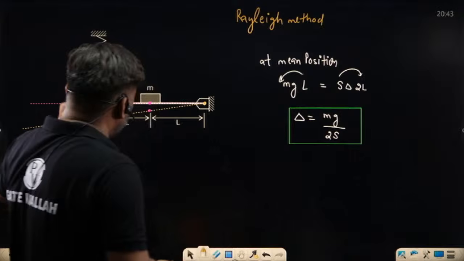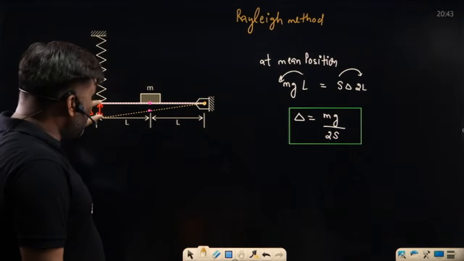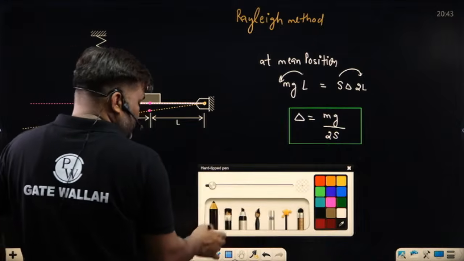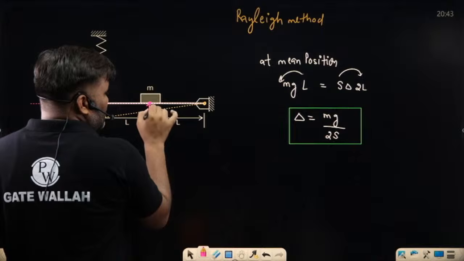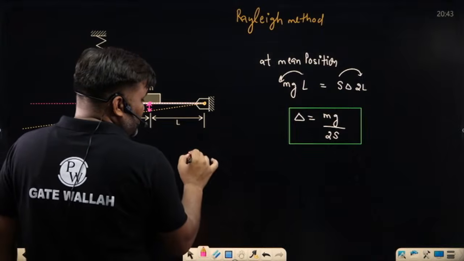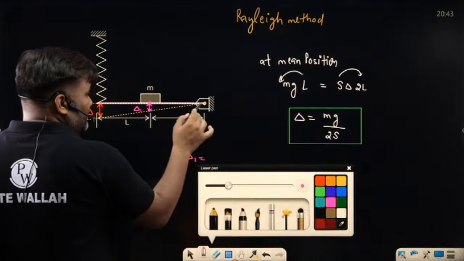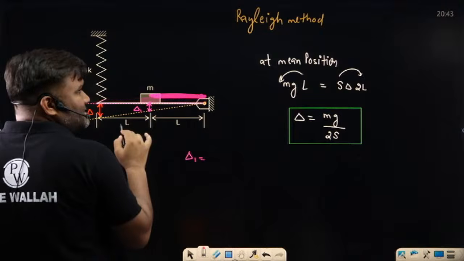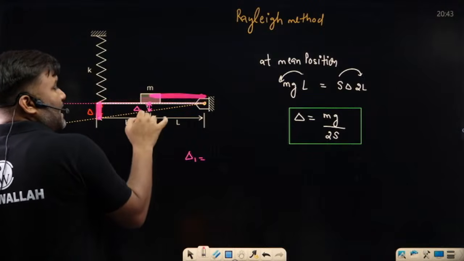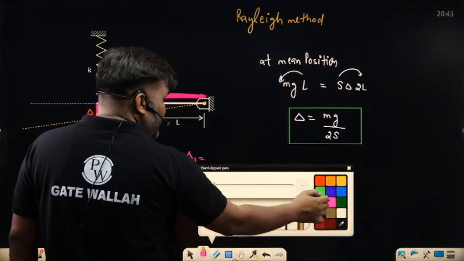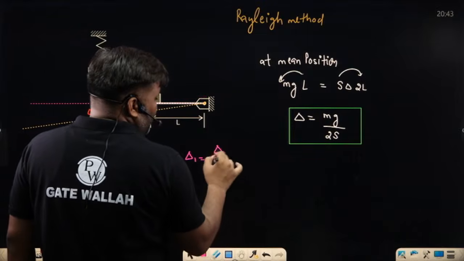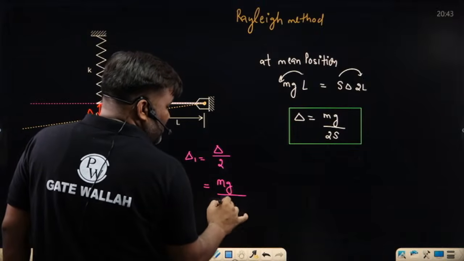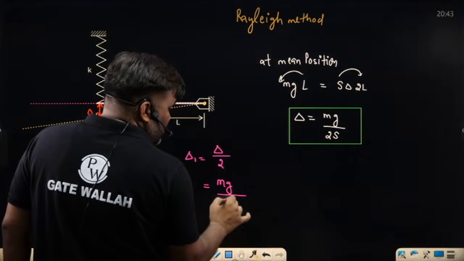But this is delta, the spring's deflection. I am not interested in this. Tell me what is the value of this. Let me call it delta 1. Can I write delta 1 from the geometry itself? This is 2L distance. This is half L distance. So whatever is the value here, half of it I will be getting here. So delta 1 is delta divided by 2. How much is it? It is mg divided by 2S already, so 2S into 2 becomes 4S. So this is the value of delta 1.